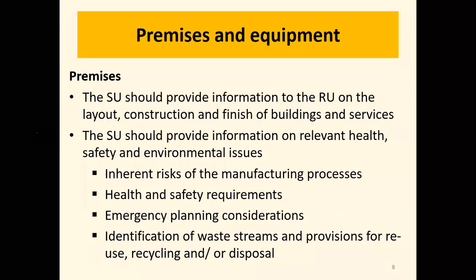Next is the premises and equipment. When we talk about the premises and equipment, the SU should provide information to the RU about the layout, the construction and the finish of building services. There may be the HVAC system, the temperature, the relative humidity, water, power, and the compressed air, which have an impact on the product, process or the method to be transferred. So all this information should be provided to the RU.